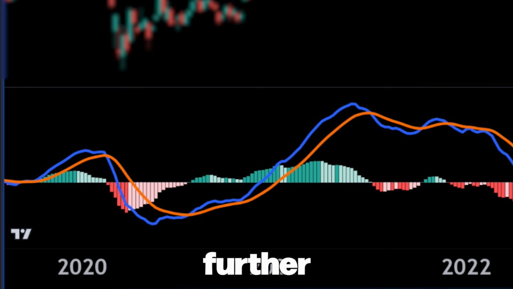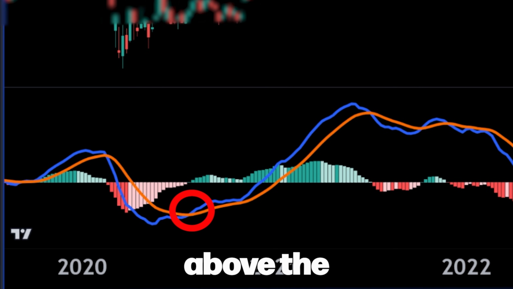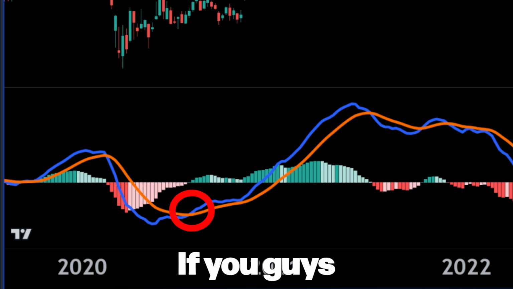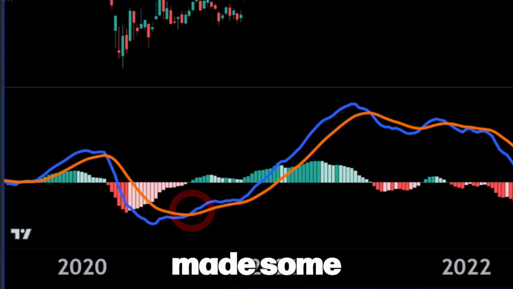If we move over a little bit further to the middle of 2020 and the middle of 2021, you're going to see that boom, we had a crossover where the blue line went above the orange line. And guess what? If you bought right there and just held, you were in a very good spot where you made some money.